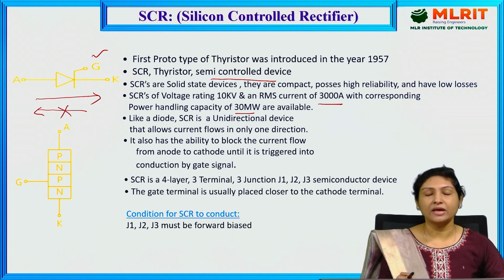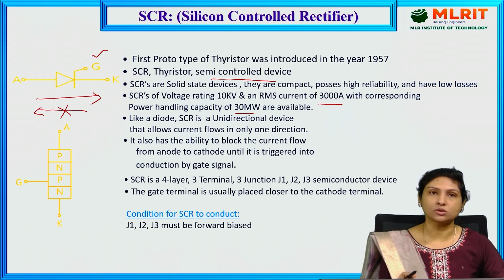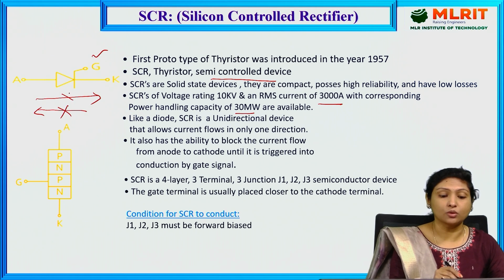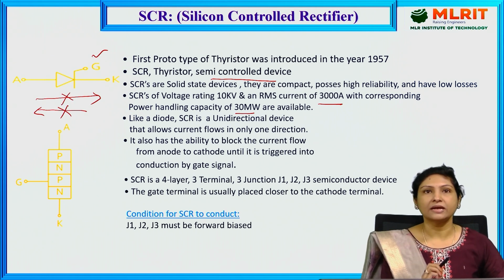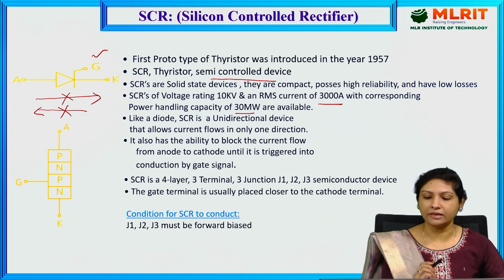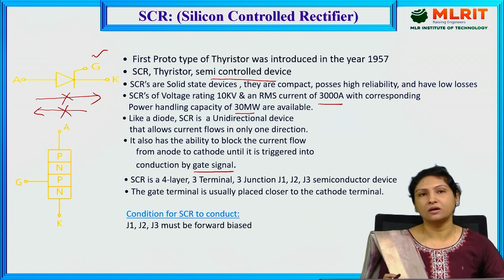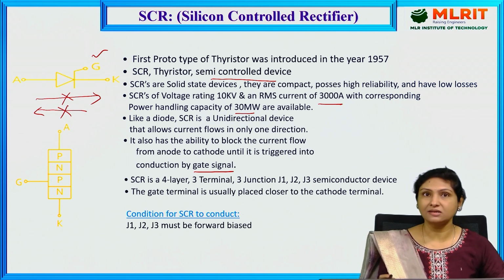Unlike a diode, SCR has also the capability to block the current from anode to cathode until and unless it is triggered into conduction by a gate signal. So, this is how it is different from that of a diode. And it is a semi-controlled device.